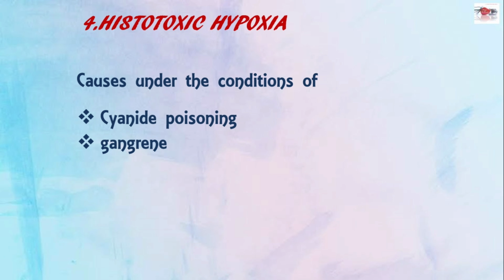Okay. Now let's move on to the last type, that is histotoxic hypoxia. In histotoxic hypoxia, the tissue can't absorb the oxygen because the problem is in the tissue itself. I will repeat again: here the problem is that the tissue is not able to accept the oxygen because the problem is in the tissue itself. Okay. Conditions like cyanide poisoning and gangrene. So basically gangrene is due to the blockage of a blood vessel. It's nothing but a type of necrosis.